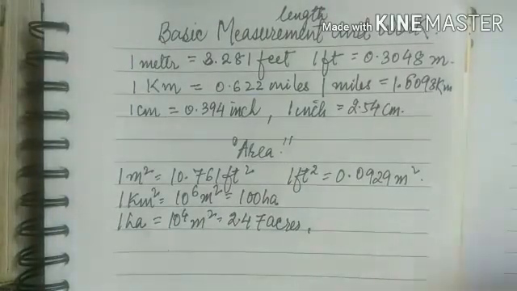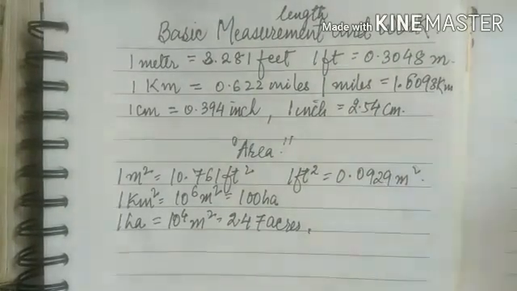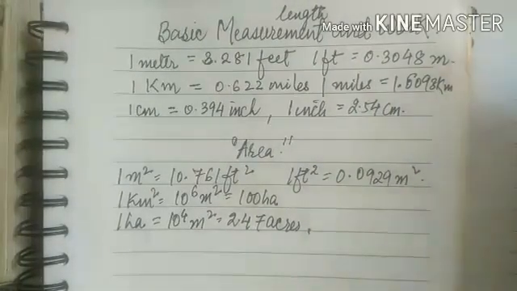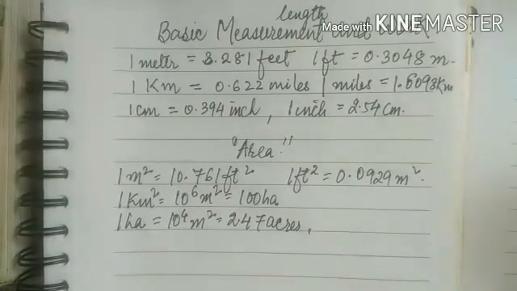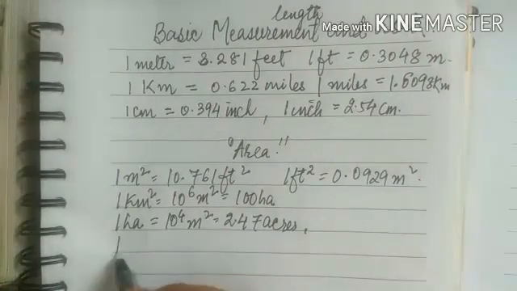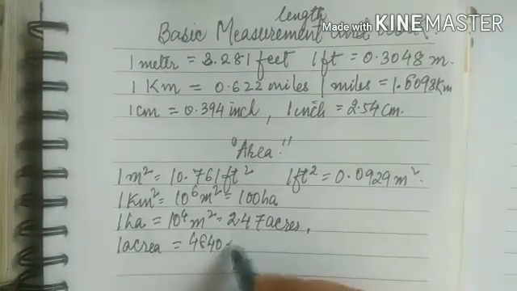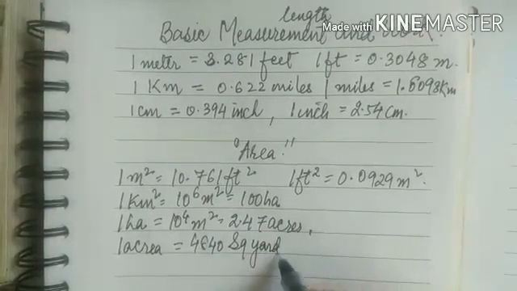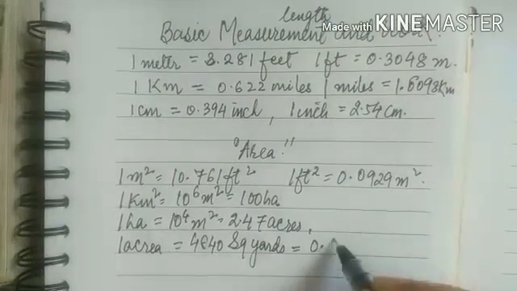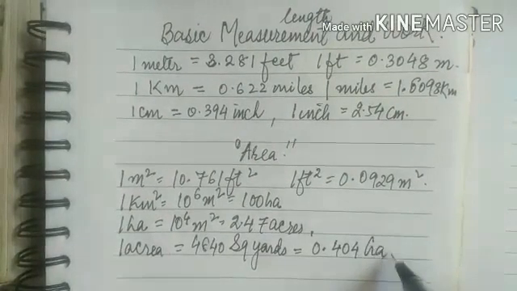Mostly when we visit our villages, we come to know things in acres, bighas, and there are many units which are used in different states, related to their calculation systems and how they deal with that. And 1 acre equals 4840 square yards, or if you want to calculate in hectares, it's 0.404 hectare.